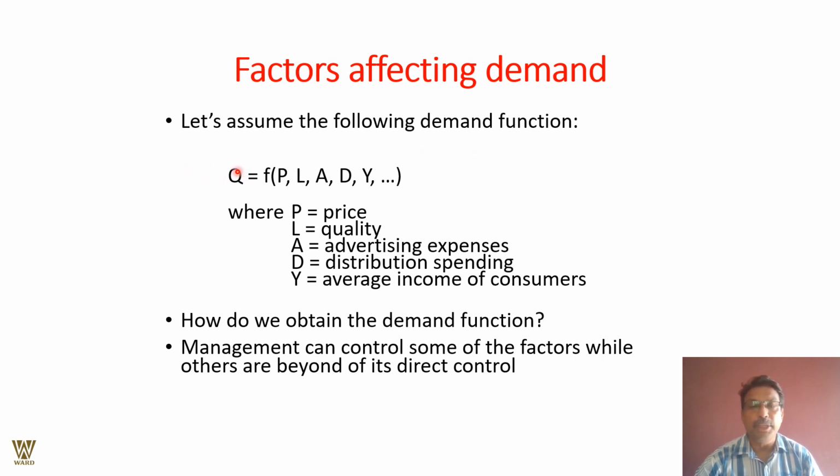The quantity that we are trying to produce is a function of price, a function of quality, a function of advertisement expenses, a function of the average income of the consumer, and a function of the time of the day or the season in the year. There are a number of factors associated with the quantities. So how do we obtain the demand function? Management cannot control all the factors, but probably can control some of them, whilst others are absolutely beyond its control.